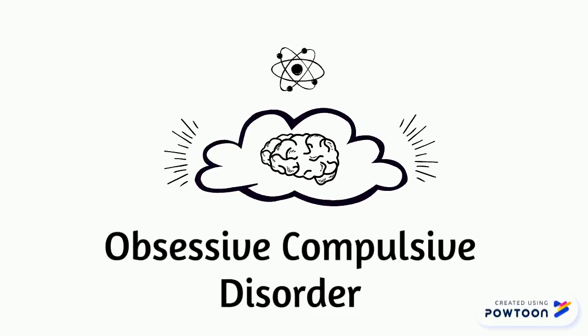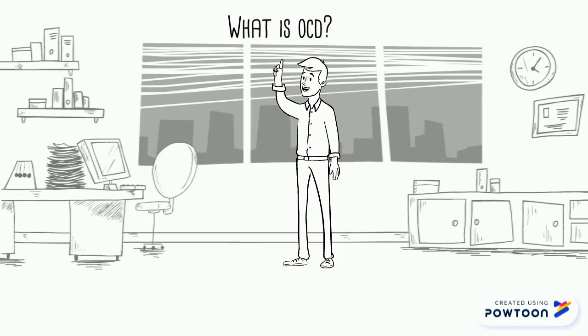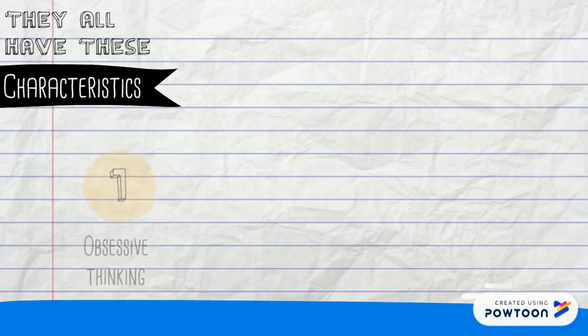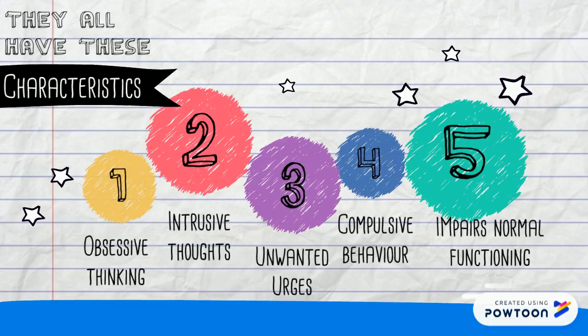We'll be talking about the characteristics, the types, and explanations for OCD. So first, we need to think, what is OCD and what kind of characteristics fit into it? It includes obsessive thinking, intrusive thoughts, unwanted urges, compulsive behaviors, which overall affect and impair normal functioning.